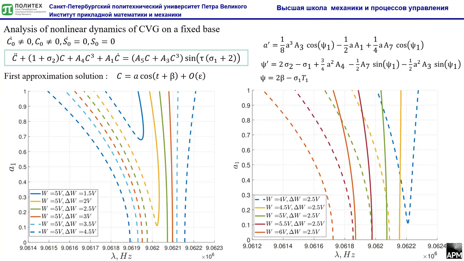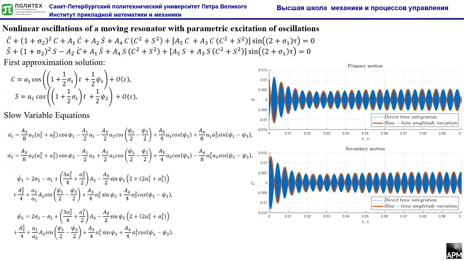Dotted lines indicate unstable branches. Let's go back to the original equations using the method of multiple scales. Again, similar to the previous case, we can write down the solution in first approximation and obtain the system in slow variables. The advantage of this system is that it requires much less time for numerical integration, which means that it greatly simplifies the analysis of such systems.